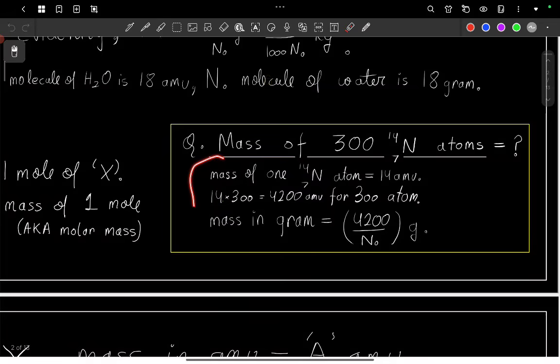I have written the instructions on how to solve. You see the mass of one of those atoms. You find the mass of 300 of those atoms by multiplying with 300, and then you find the mass in gram by dividing with Avogadro's number.